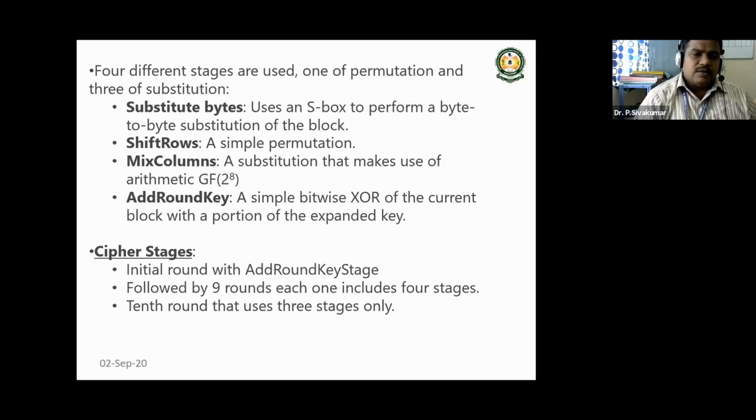The next operation, shift row, is a simple permutation operation. How do we do the permutation? By rearranging the elements. Then we get one intermediate output of 16 bytes. That we give to the mix column. What is mix column? Mix column is nothing but a substitution. It is a substitution method, because, as you know very well, in each and every stage we use one permutation and 3 substitutions.